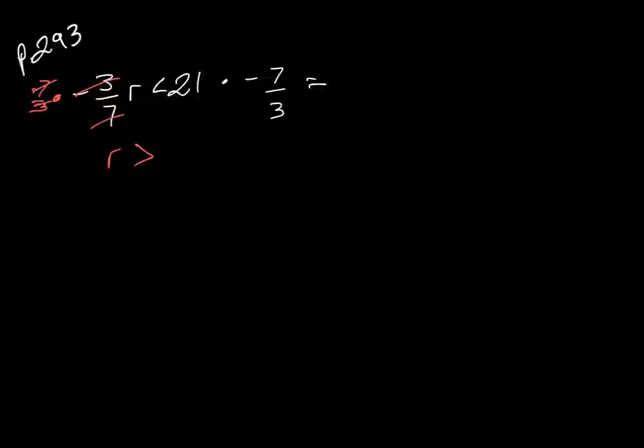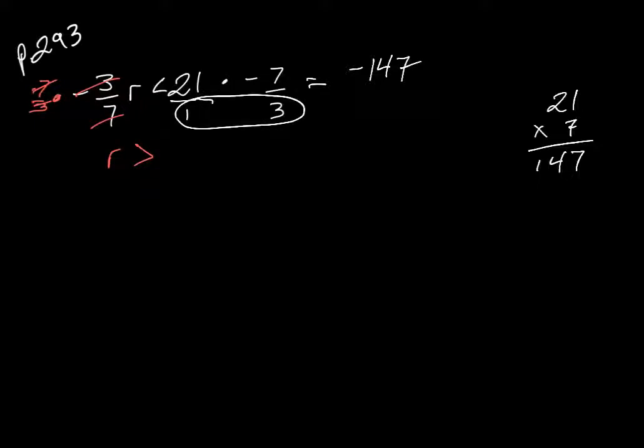21 times the negative 7. I'm not sure what 21 times 7 is, so I'm going to work that out over here. 147. So 21 times a negative 7 is a negative 147. Then on the bottom, right here, I have a 3 times 1, which would give me 3. So I have a negative 147 divided by 3. I'm going to put that over here, and let's work that out.